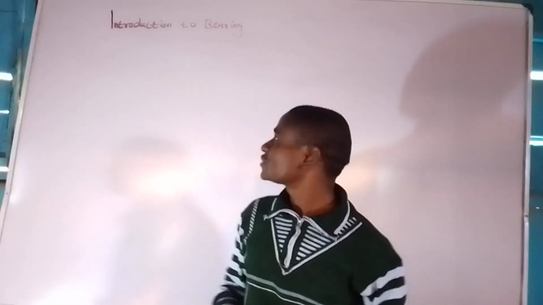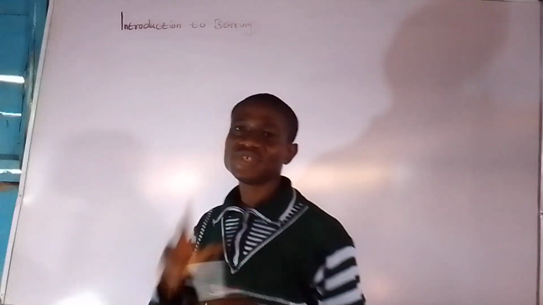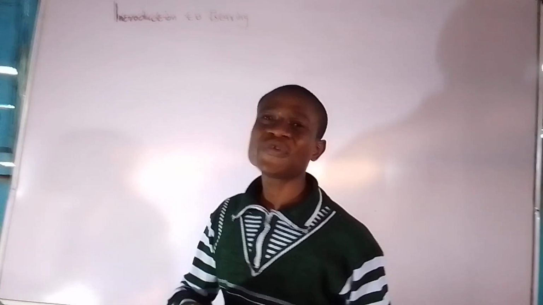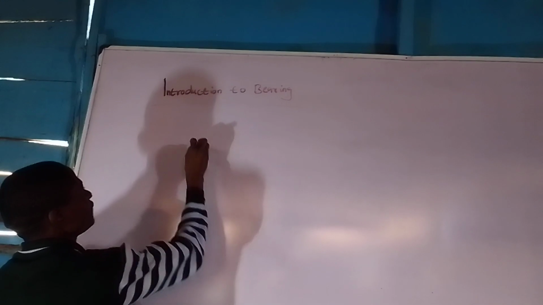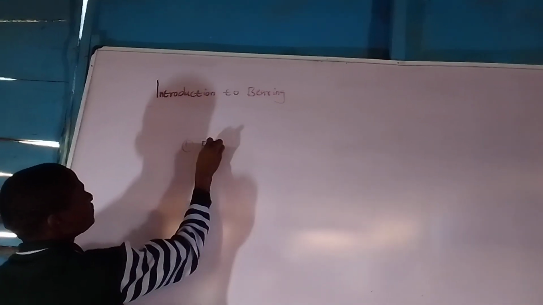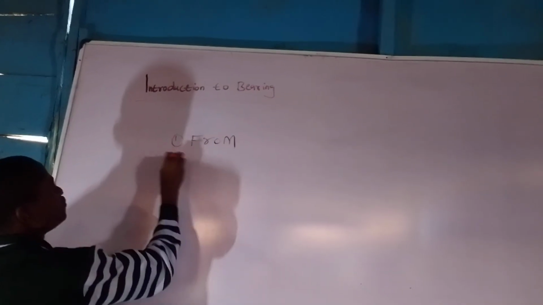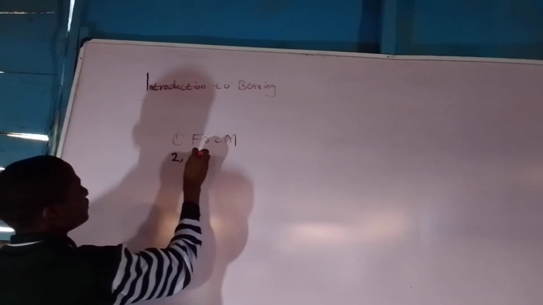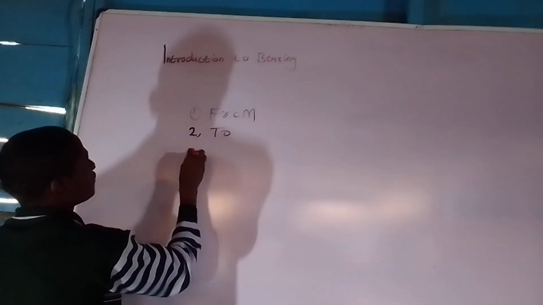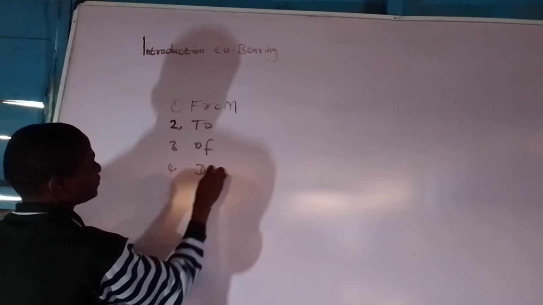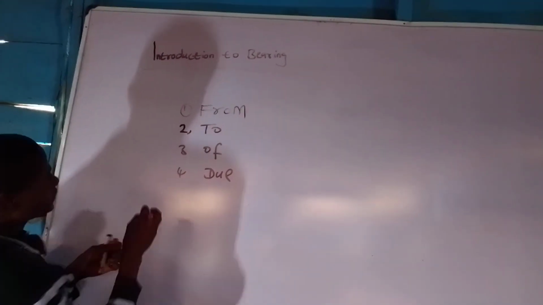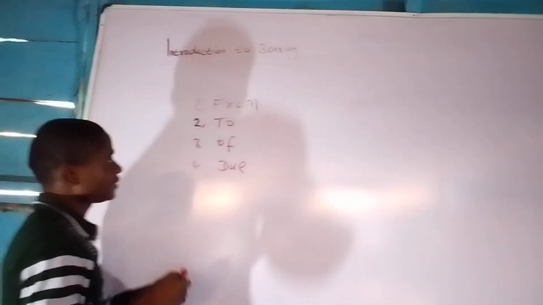There are some important points that you need to note in bearing before you can do justice to bearing in mathematics. Number one, you need to know about these terms. Note these terms: from. Another term, to. Note another term, of. Note another term, due. Now, let's consider these points one after the other.